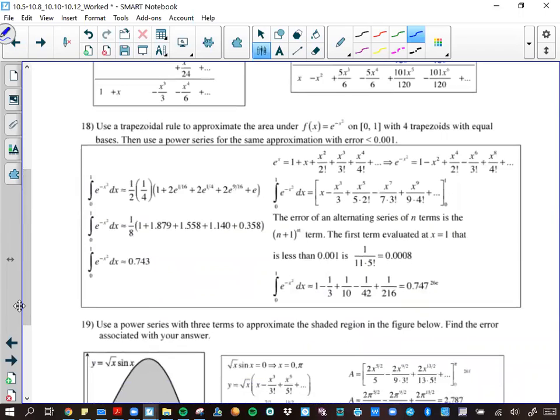Okay, so this next number 18 is asking you to use the trapezoidal rule to approximate the area under the function f of x equals e to the negative x squared on 0 to 1 with 4 trapezoids with equal bases. Then use a power series for the same approximation for an error of less than 0.001. Now the reason I put this example is because in statistics, this function is the example of the normal curve.